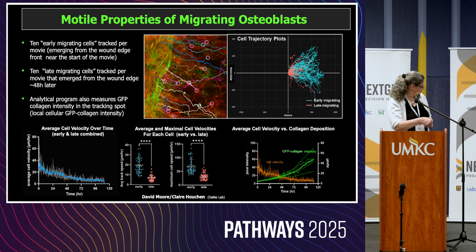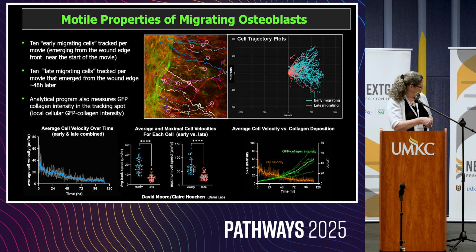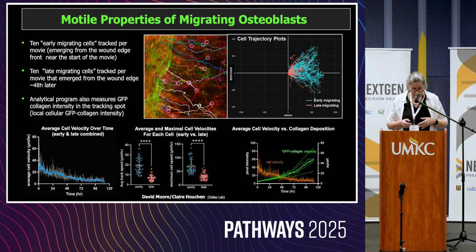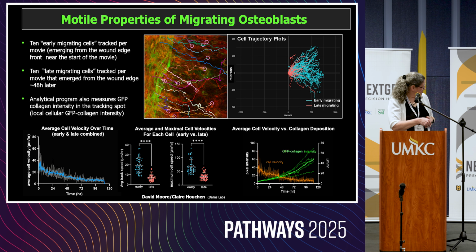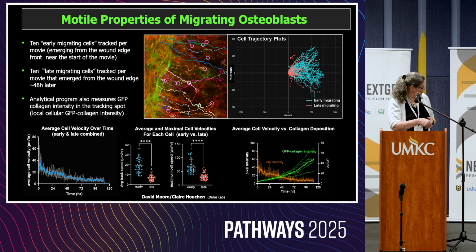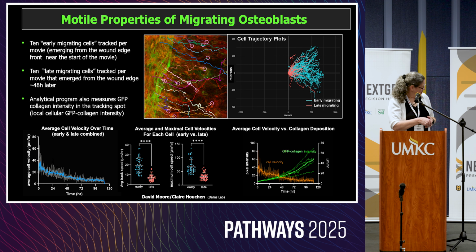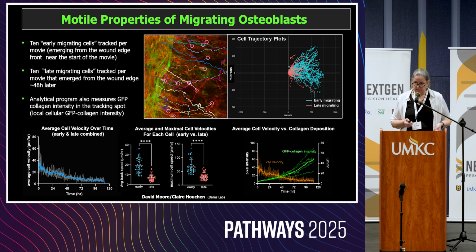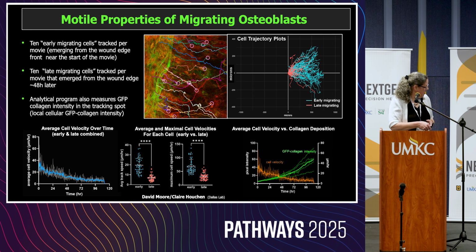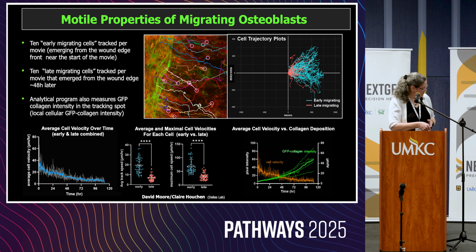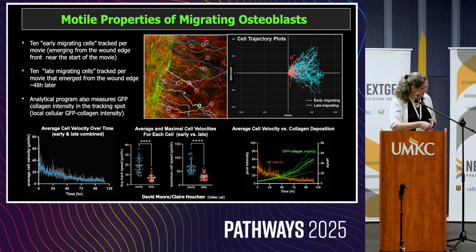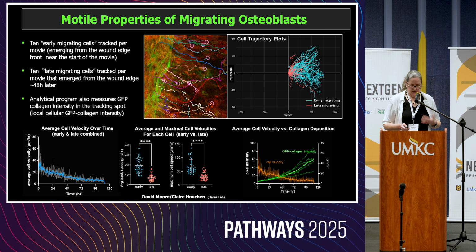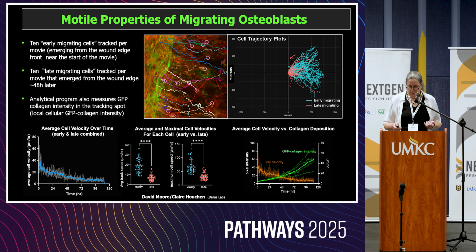If we look at the velocities, they're dropping from about 30 microns to about 5 microns within this 90-hour period. And if we look at the speeds for individual cells that were tracked, it's very clear that both the average and maximum speeds are much lower in the late migrating cells. We're also finding an inverse relationship between the cell velocity and the collagen deposition, going along with the observation that they don't assemble collagen until they're confluent.